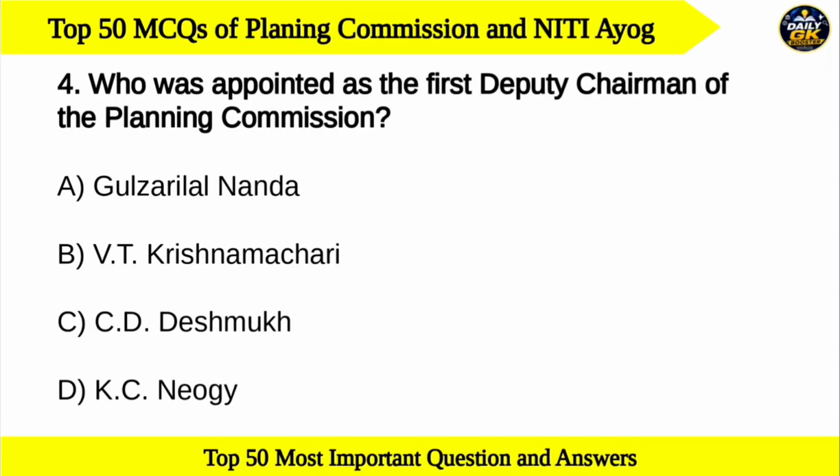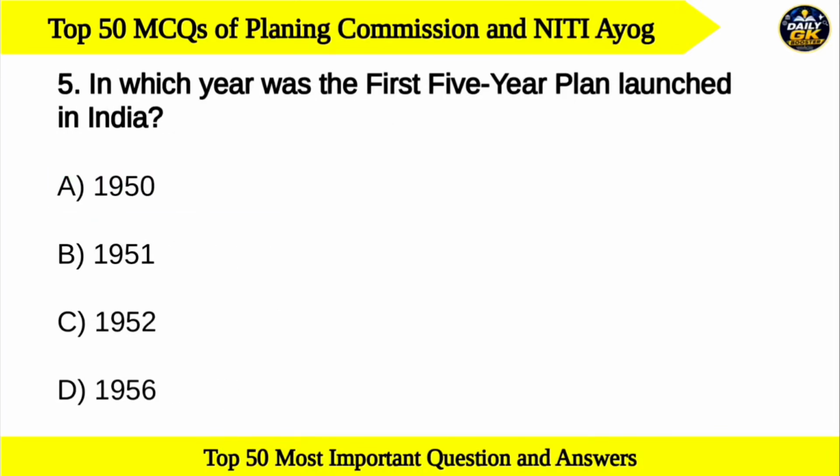Who was appointed as the first deputy chairman of the Planning Commission? Answer option A, Gulzarilal Nanda. In which year was the first 5-year plan launched in India? Answer option B, 1951.